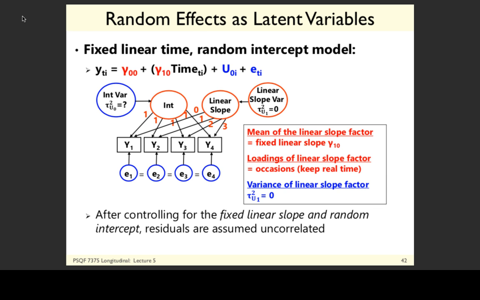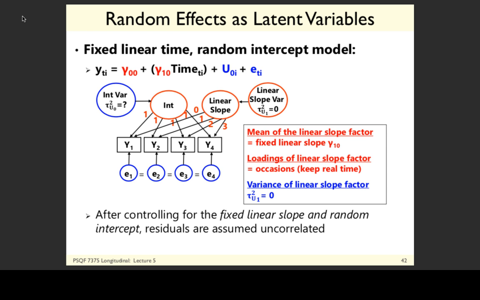So we don't have a variance yet, but we do have a mean, and the mean is the fixed effect of time here. And I know that this is a linear slope because I defined it as such. So these are fixed. You have to make one of your occasions time 0 for the model to make sense. It doesn't matter which one.